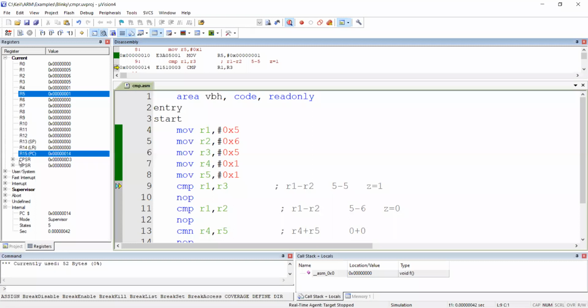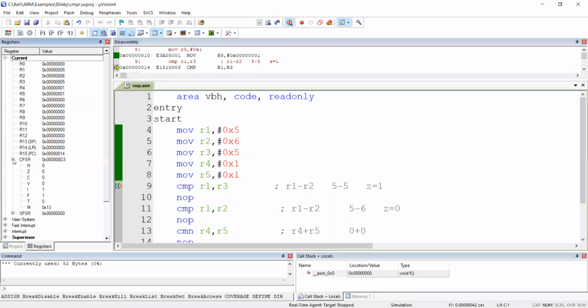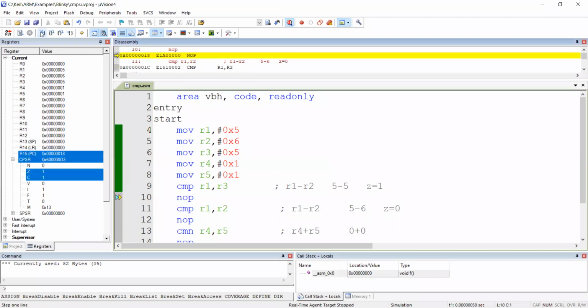So here, please concentrate. This is the first time I'm explaining CPSR. Here, we need to remember the first or present situation of the Z. What is presently Z? It is 0. After this, are the numbers the same? Yes. So Z should become 1. Can you observe that this Z changed to 1? That's why we got this blue.